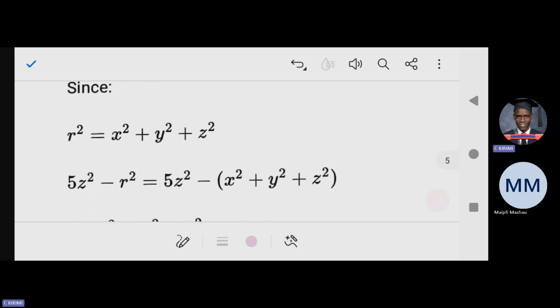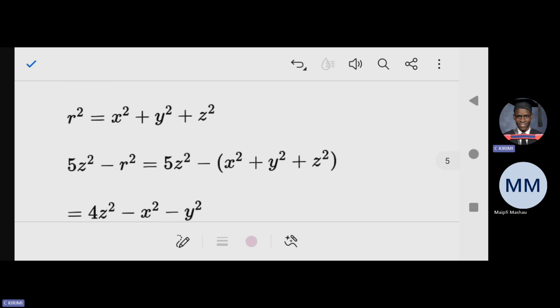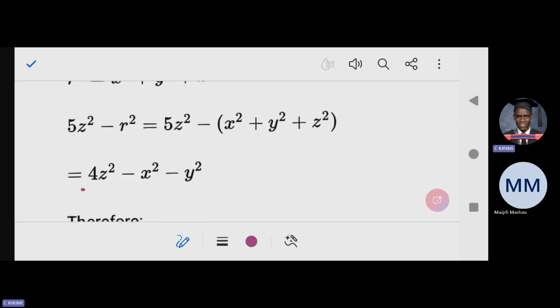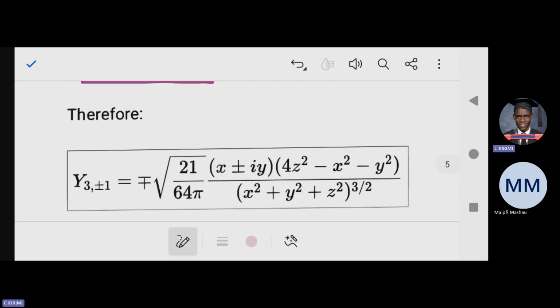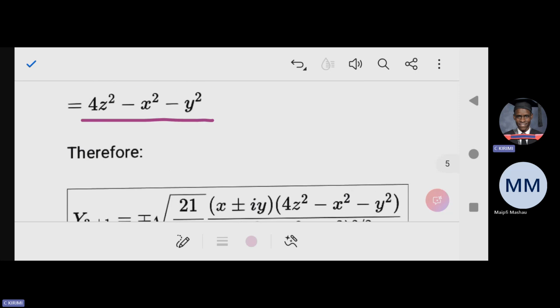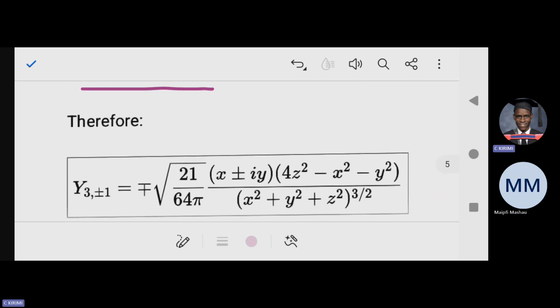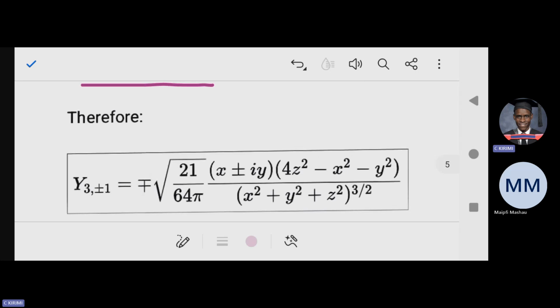Then if you want to simplify, what is 5z squared minus r squared? In terms of Cartesian coordinates, you can simplify it. Because 5z squared minus z squared becomes 4z squared. That is what is happening. So now everything is in terms of x, y, and z. This is what we're basically doing. These are just giveaway marks. Nothing is difficult. Just a matter of substituting and knowing the Euler identity.